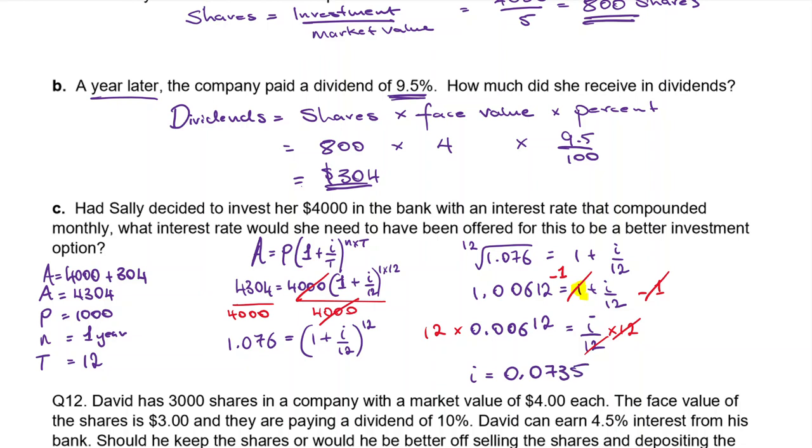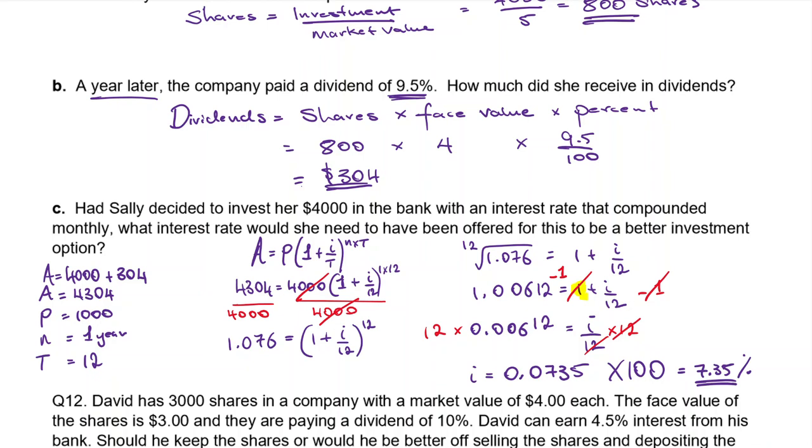And to then change it to a percent, we multiply by 100, and that's 7.35%. So that's the interest rate that's required, interest rate of that or greater, to give you a better option than going through the shares.